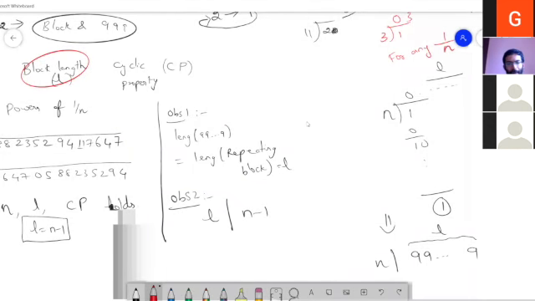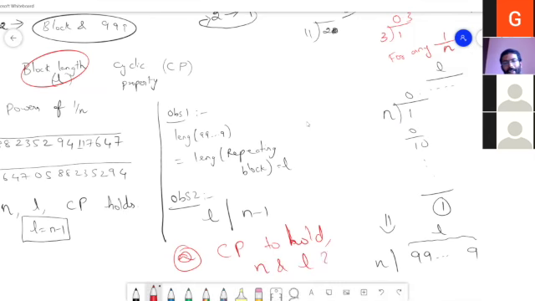And another question that I had raised is, for the cyclic property to hold, what is the connection between n and L, the length of the repeating block? This is another question.